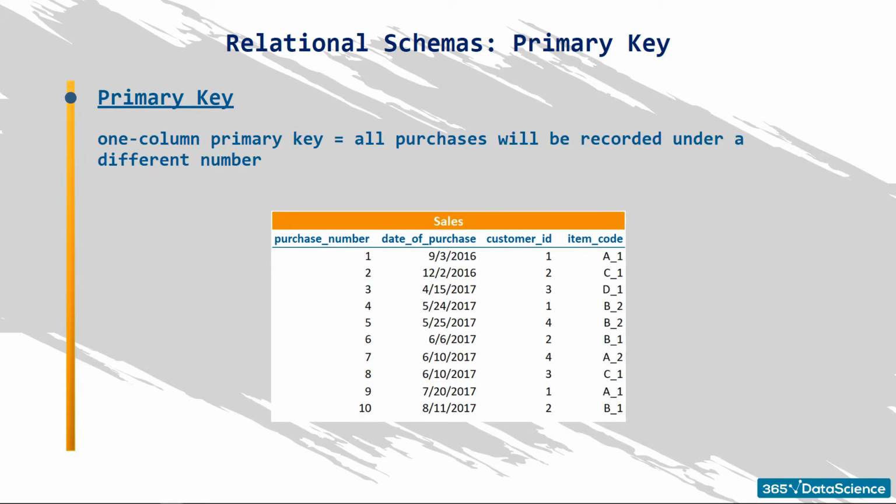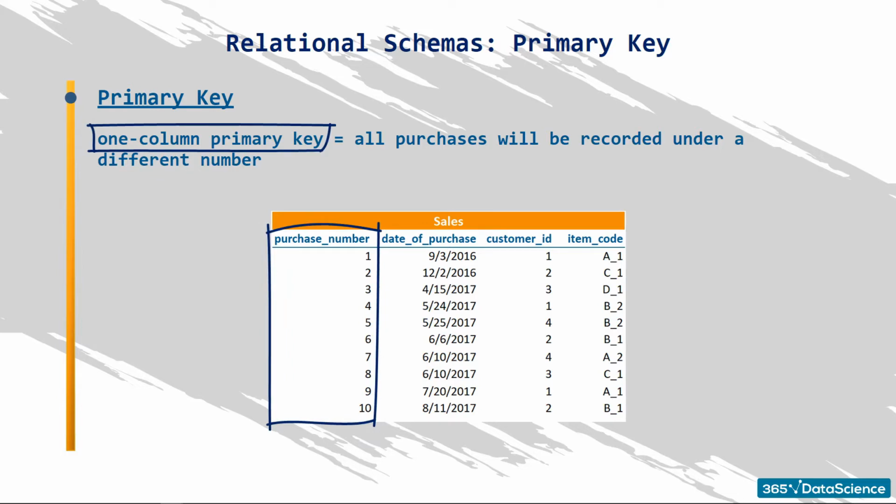Since having a one-column primary key here would mean all purchases in our database will be recorded under a different number, this means they can go from 1 to hopefully 1,000,000 or 2. This logic will preserve the uniqueness of the purchases. Okay, so we will proceed with purchase number as a single-column primary key. Awesome!